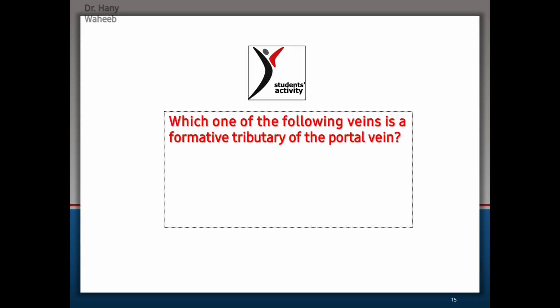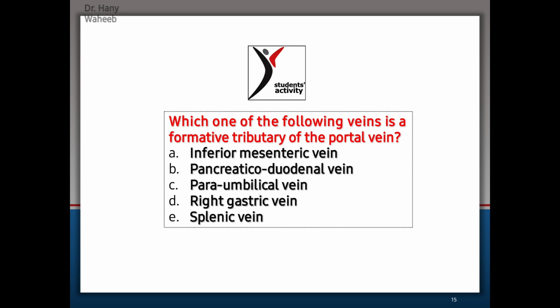A question: which one of the following veins is a formative tributary of the portal vein? The portal vein has 2 formative tributaries. Yes, splenic and superior mesenteric. So the answer will be number E, splenic vein. Also, superior mesenteric vein is correct if it is present in the distractors.